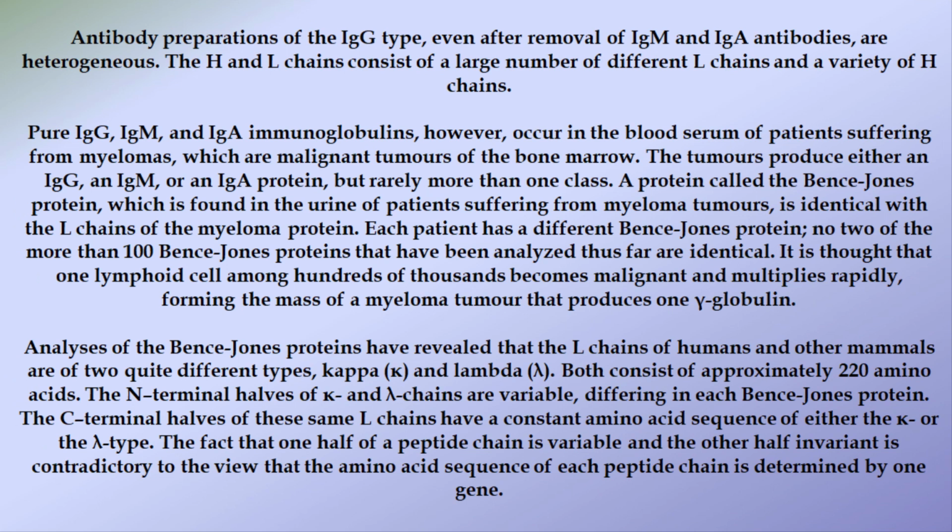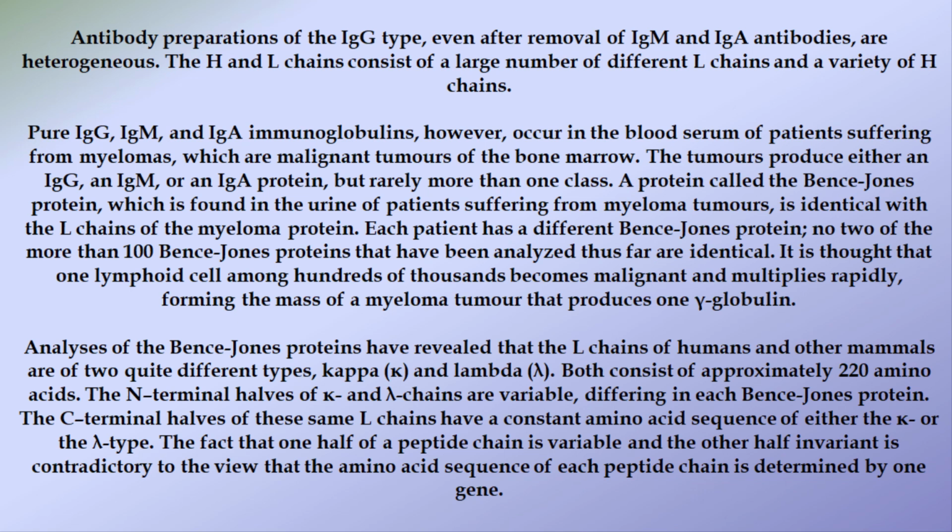Antibody preparations of the IgG type, even after removal of IgM and IgA antibodies, are heterogeneous. The H and L chains consist of a large number of different L chains and a variety of H chains. Pure IgG, IgM, and IgA immunoglobulins, however, occur in the blood serum of patients suffering from myelomas, which are malignant tumors of the bone marrow. The tumors produce either an IgG, an IgM, or an IgA protein, but rarely more than one class.